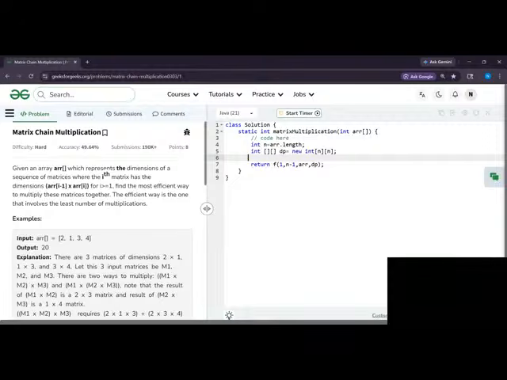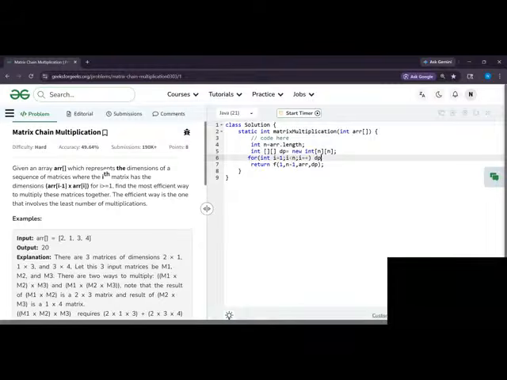So first we will fill the base case for the tabulation. Every time we write tabulation, first we fill the base case, then we start filling the next cases which are dependent on the base case. Here the base case is when i equals j, we have 0 calculations. So I am first filling the base case.